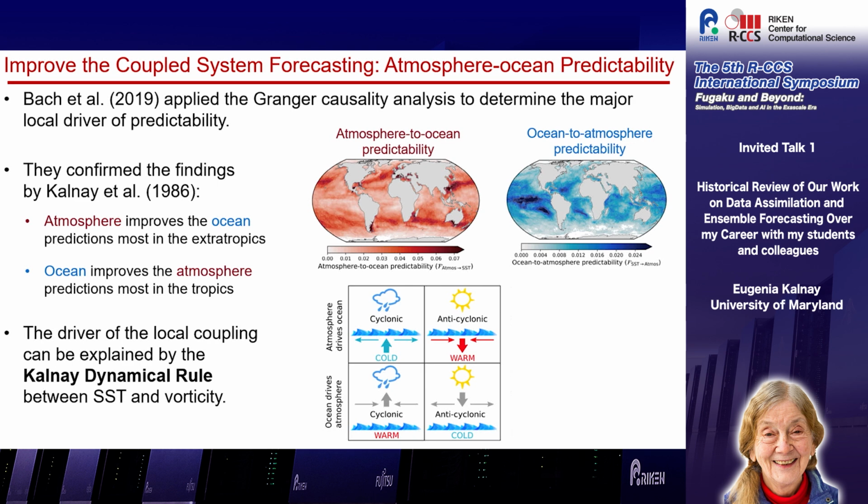Recently, we made some new progress on coupled system forecasting. My graduate student Eviatar Bach used Granger causality analysis to determine the major driver of predictability. He confirmed the findings of the Kalnay dynamical rule, which says that the atmosphere drives the ocean in the extratropics, while the ocean drives the atmosphere in the tropics.